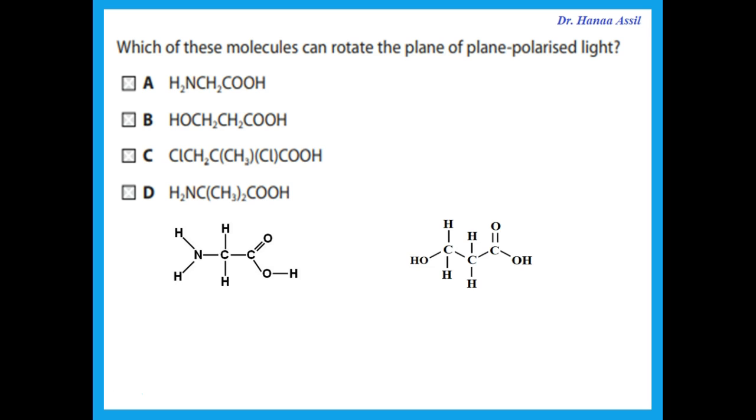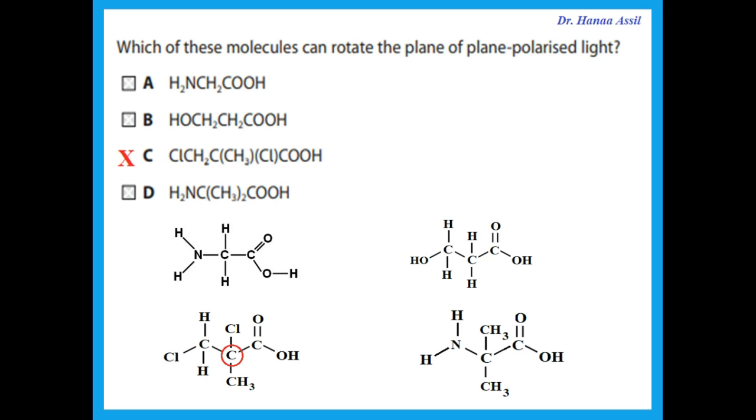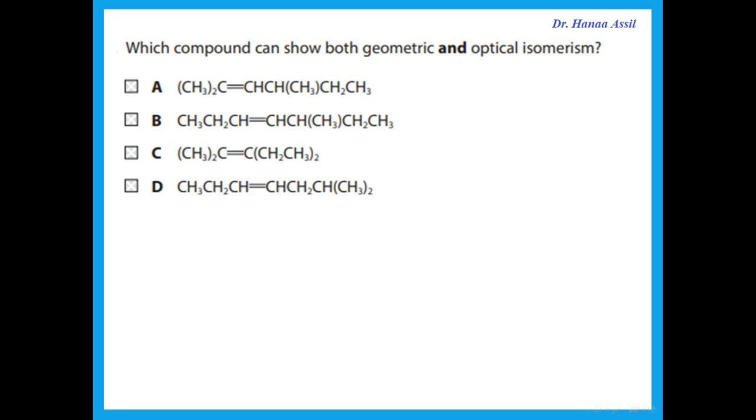Let's look at B. Does it have a chiral center? We said a chiral center is a carbon that has 4 different groups attached to it. No. Let's look at C. Does it have a chiral center? Well, if you look at this carbon, can you see this carbon? It's bonded to a chlorine and to a CH3, and then to a group on the right and to a different group on the left. This is a chiral center, so this will rotate the plane of polarized light. What about that last one? No chiral center, it will not rotate the plane of polarized light.